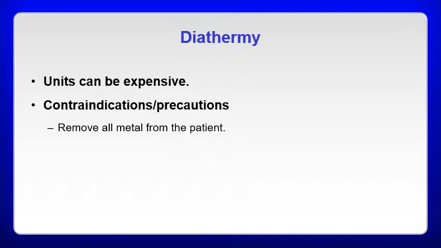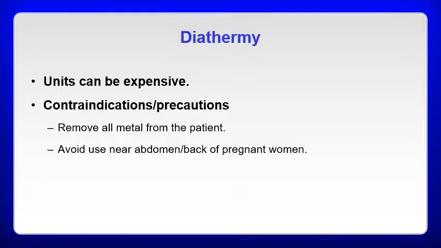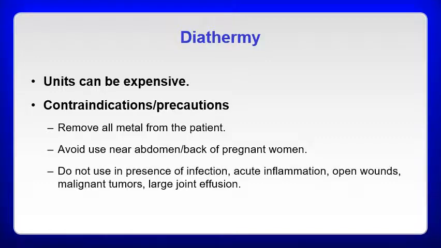Contraindications and precautions: you'd want to make sure you remove all metal from the patient. You want to avoid use near the abdomen or low back of a pregnant woman. And there are some others you'd want to consider. Obviously, for acute inflammation, we're only looking at the heating effects. We'll talk about pulsed diathermy: if you choose to use strictly mechanical effects, you wouldn't have to worry about acute inflammation because you'd be looking at that as part of the treatment.